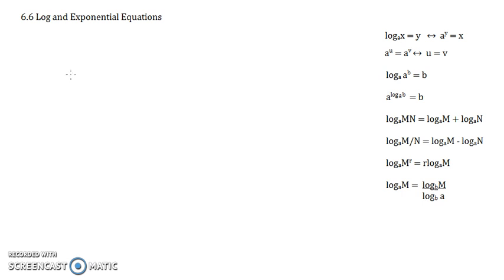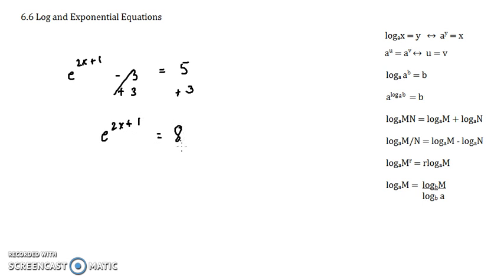Okay, so let's try another one. Let's say we have e to the 2x plus 1, minus 3, is equal to 5. We either want to get to this form, or we want to get to a place where we can take a log on both sides. And to do that, we need to have an exponential that's by itself. So this over here is not going to work for us. We've got to get this exponential by itself. So the first thing that we're going to do is add 3 to both sides. Now we've got e to the 2x plus 1 is equal to 8.